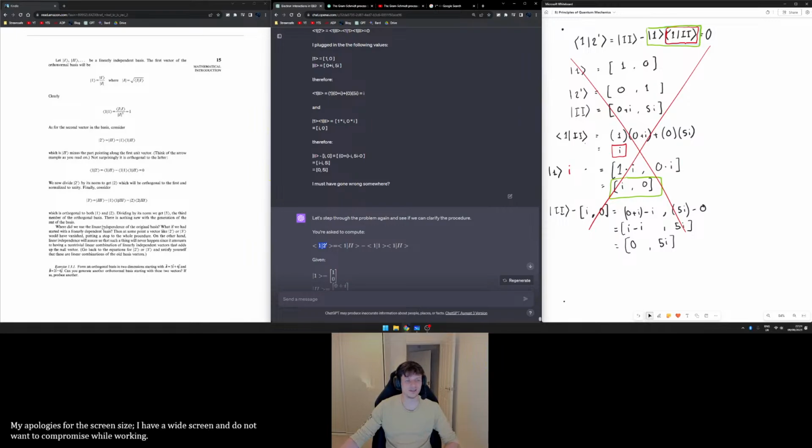Where did we use the linear independence of the original basis? What if we had started with the linearly dependent basis? Then at some point a vector like 2 or 3 would have vanished, putting a stop to the whole procedure. On the other hand, linear independence will assure us that such a thing will never happen, since it amounts to having a non-trivial linear combination of linearly independent vectors that adds up to the null vector. Go back to the equations for 2 or 3 and satisfy yourself that these are linear combinations of the old basis vectors, and then you've got an exercise.